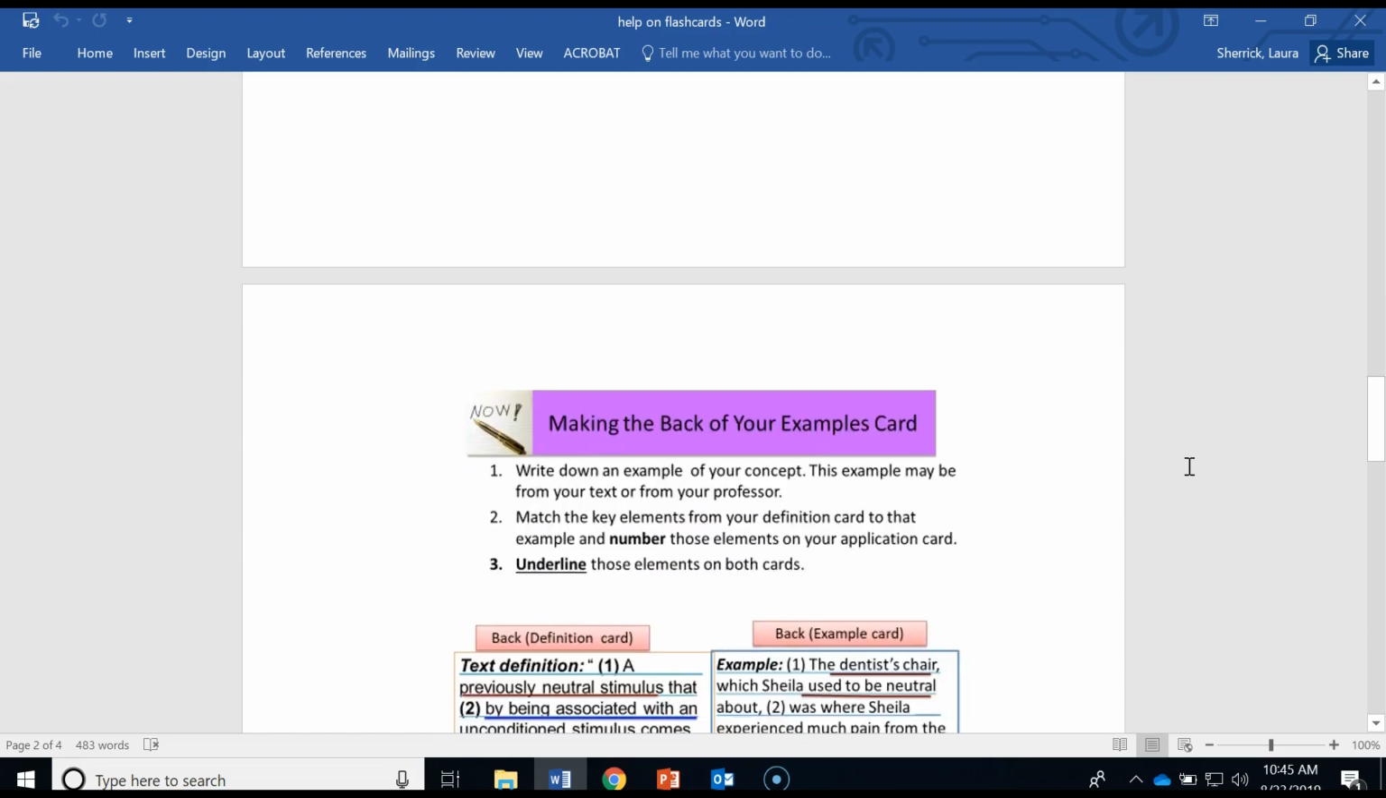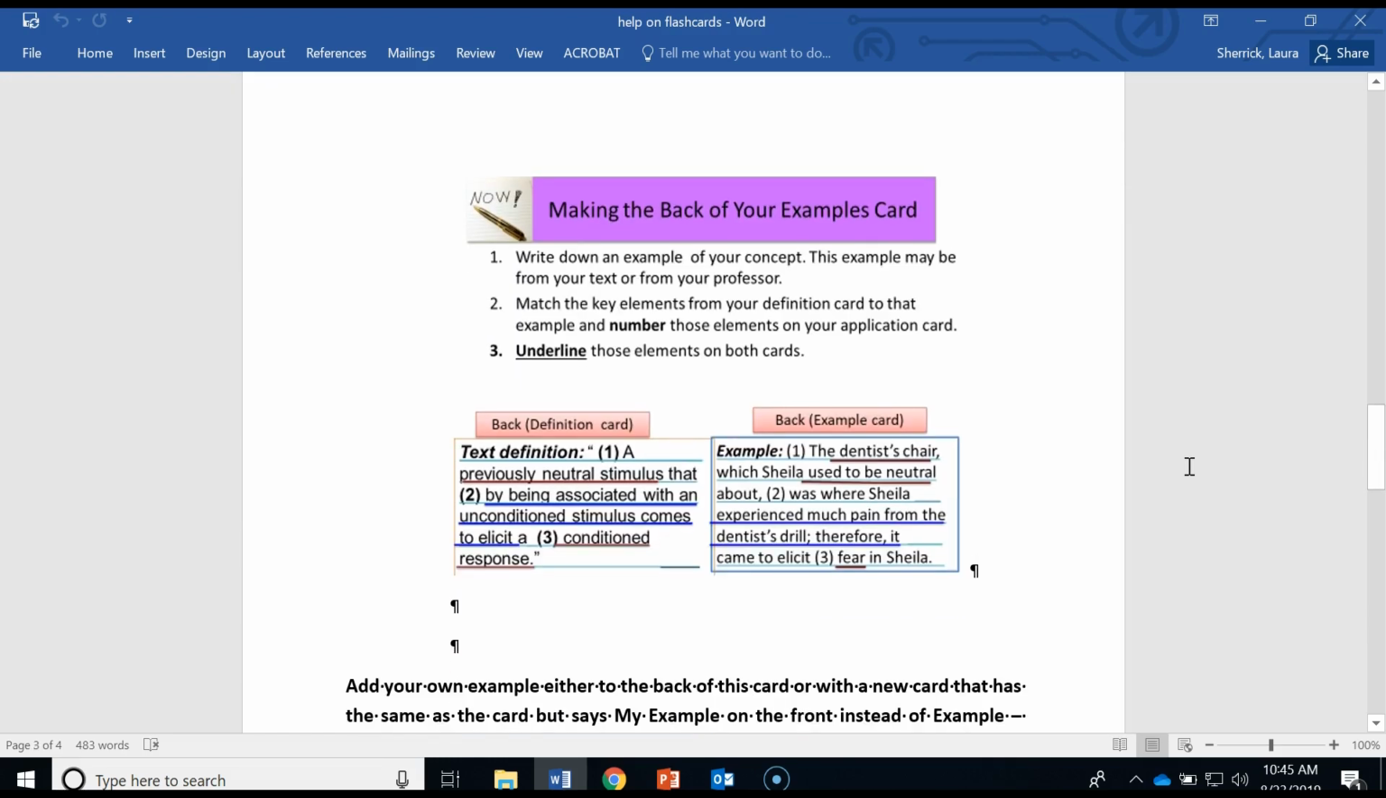And you might have one that also has your own example and identify it. But here, I think this is very helpful. This is showing you the back of the definition card for a specific concept. In this case, it's conditioned stimulus, and then the back of the example card. So in the example card, they're giving you an example that was given. In this case, since it doesn't say my example, it would be an example from the textbook. And they're underlining and identifying which each part is.